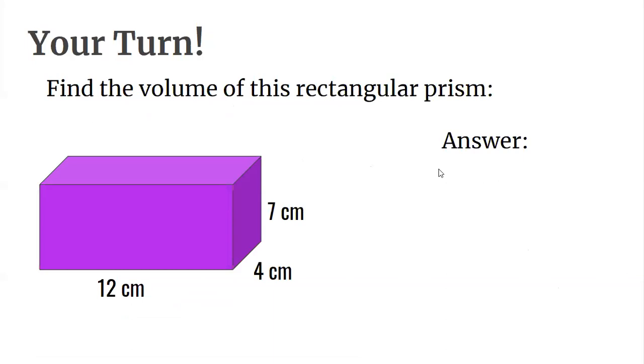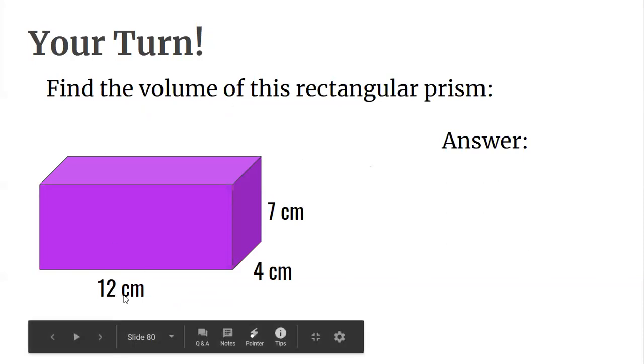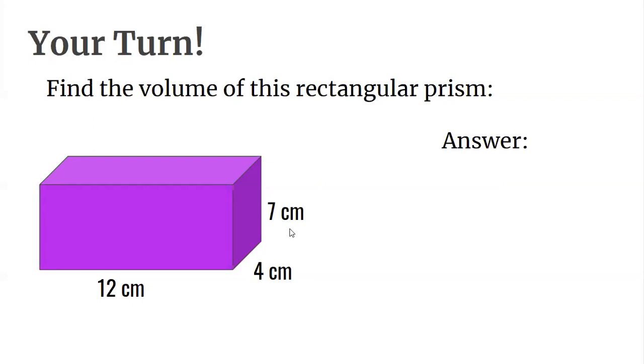Now let's find the volume of this rectangular prism with the dimensions of 12 centimeters, 4 centimeters, and 7 centimeters. So the usual process we do is, pause the video, and once you finish solving this, come back for the answers. 3, 2, 1, pause.